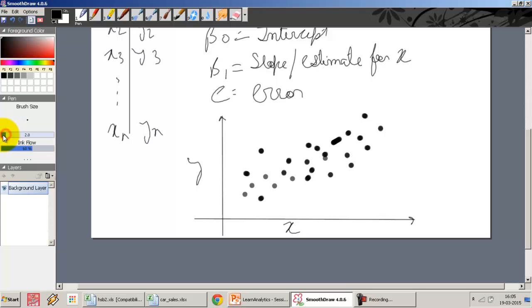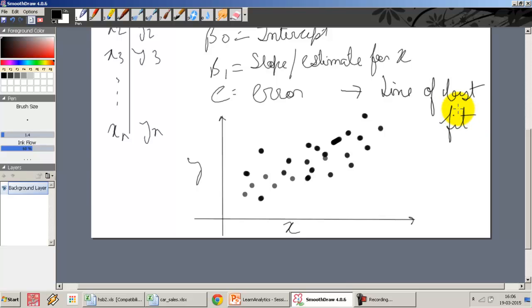What regression wants to do is identify a line segment. A line segment could be anywhere. It could be a line like this, it could be a line like this, so we can have an infinite number of lines. So we want to identify the line which best explains the relationship between x and y, or the line of best fit. To put it down, we need to identify the line of best fit.